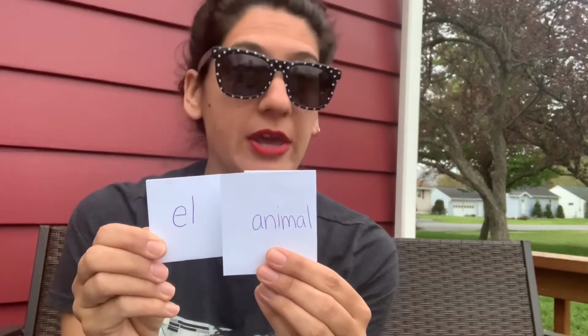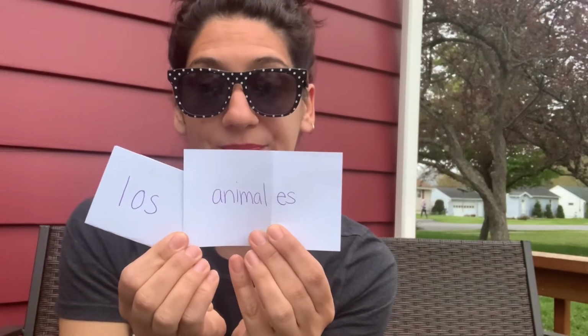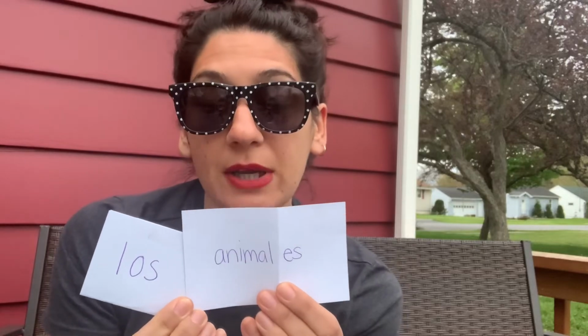El animal, the animal. But in Spanish, we don't just add an S to a word that ends in a consonant. You know, the word that's not a vowel. This is a consonant, not a vowel. It's not A, E, I, O, or U, or sometimes Y, or whatever that rule is. Anyway, this time you have to get a little bit crazier. Add an ES, animales. So it went from el animal to los animales, animals.